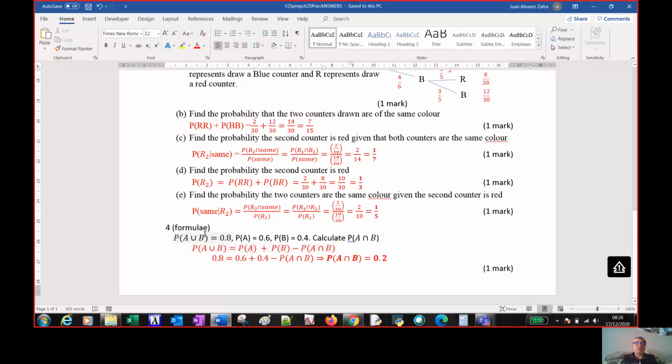So in this case, we know the probability of A or B is 0.8. The probability of A is 0.6. The probability of B is 0.4. And we want to calculate the probability of A and B. So we just fill into this formula all the things we know. 0.8 for the probability of A or B, 0.6 for the probability of A, 0.4 for the probability of B, and we don't know probability of A and B. So that means 0.8 equals 0.6 plus 0.4 minus probability of A and B. Rearranging, we get the probability of A and B is 0.2.